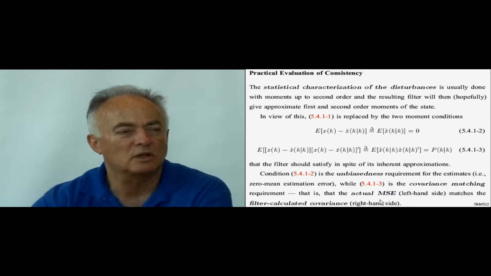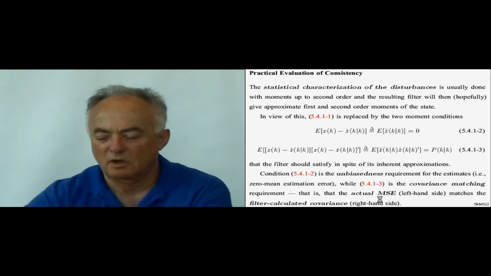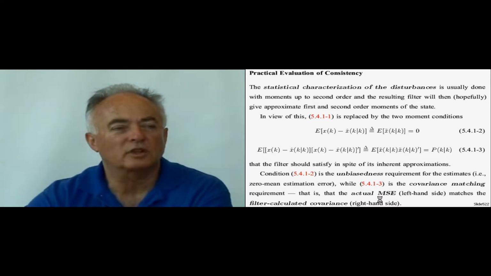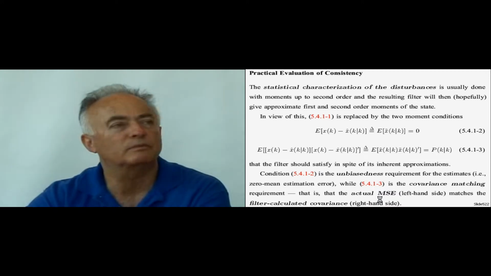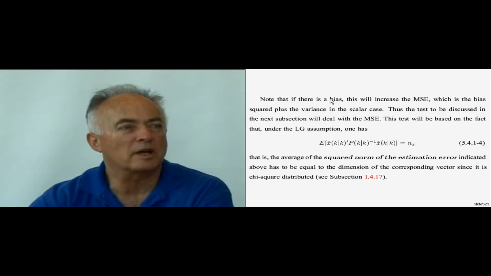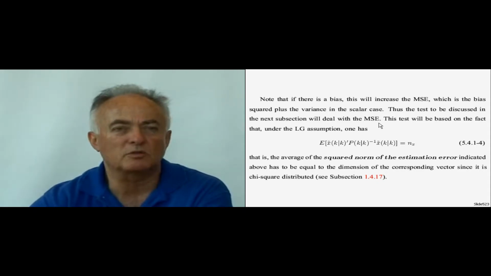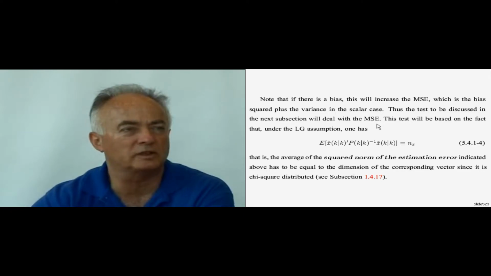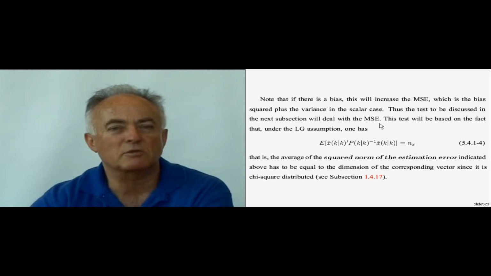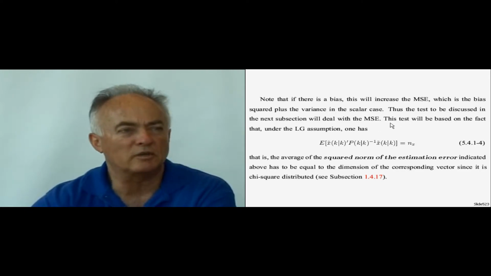So this will be our main demand, main expectation from the filter, that the covariance calculated by the filter is realistic. It matches the actual errors. Now, if there is a bias, this will clearly increase the mean square error, which would be the bias squared plus the variance in the scalar case. Thus, the test that we are going to work with will deal only with the mean square error. If it is satisfied, okay. If not, there can be two reasons. One, possible bias. Second, incorrect variance. And we hope that the results will be positive, so we don't have to go into the more detailed evaluations.